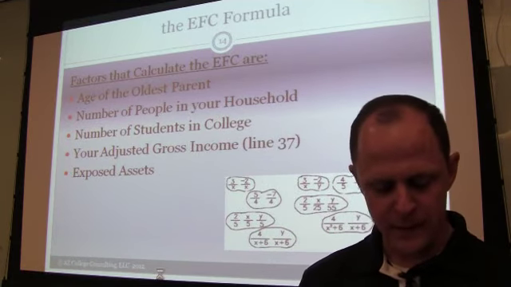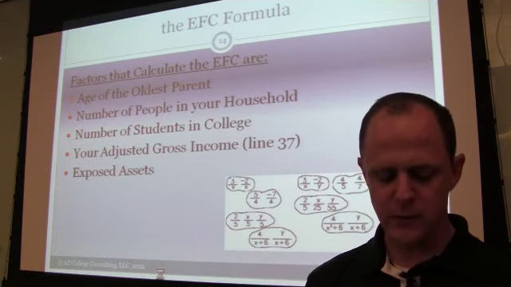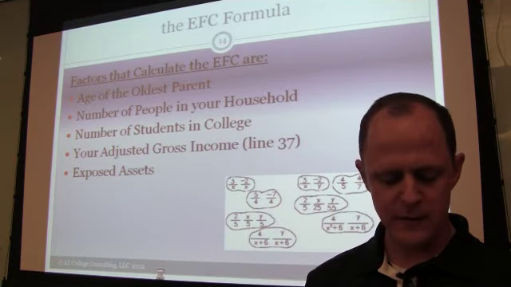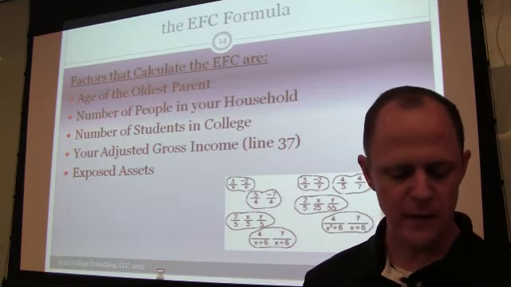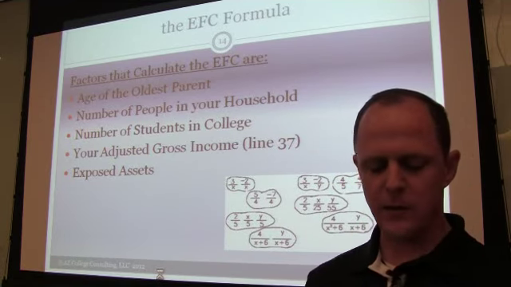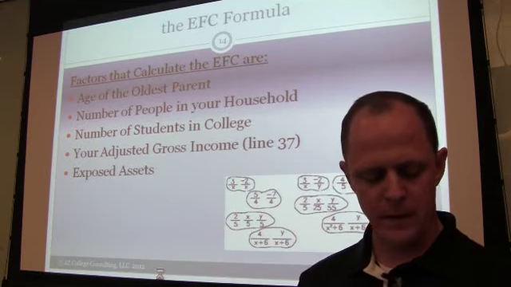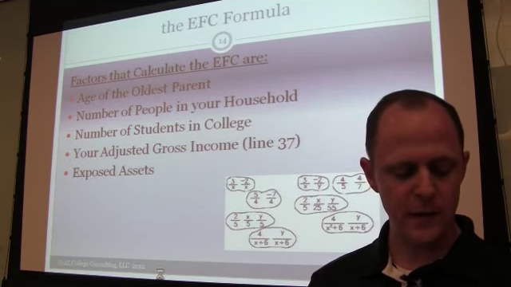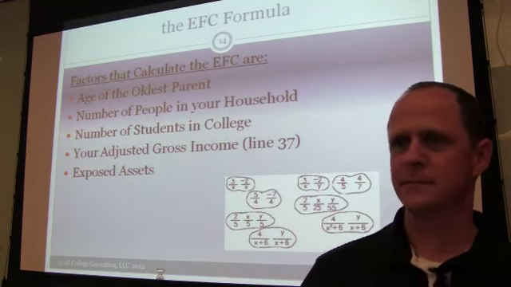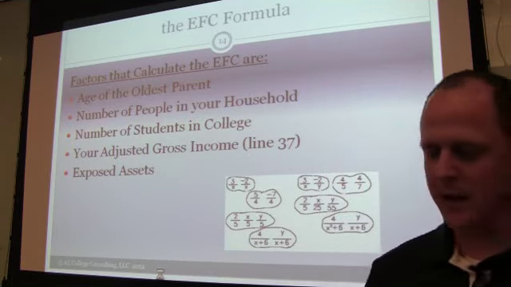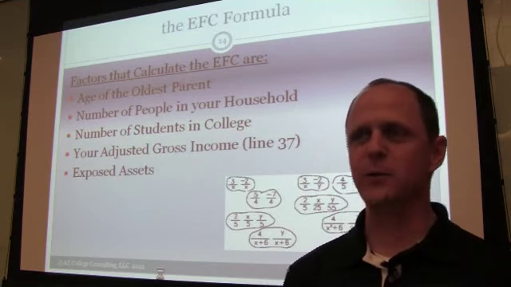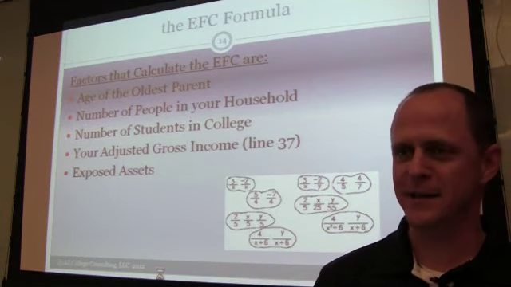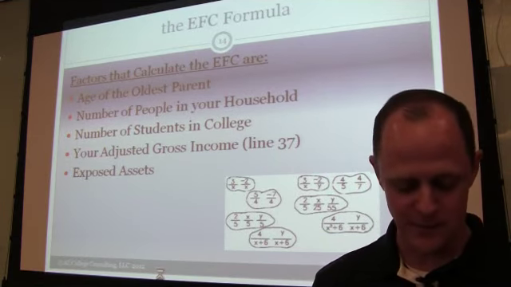Exposed assets include liquid monies, checking, savings accounts, CDs, money markets, stocks, bonds, mutual funds, and any money in either the parent or student's name. The FAFSA also asks about mattress money. How much money do you have in cash? Why anyone would want to divulge how much money they've got stuck in their mattress, I don't know.